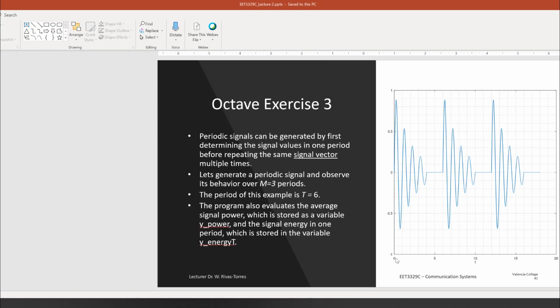So getting back to the slides, I believe we have another exercise. That's correct. In this one, what we want to do is take a periodic signal. We're going to generate one period, and then after you generate one period, we are just going to replicate it to create our periodic signal. We said we could do that, right?